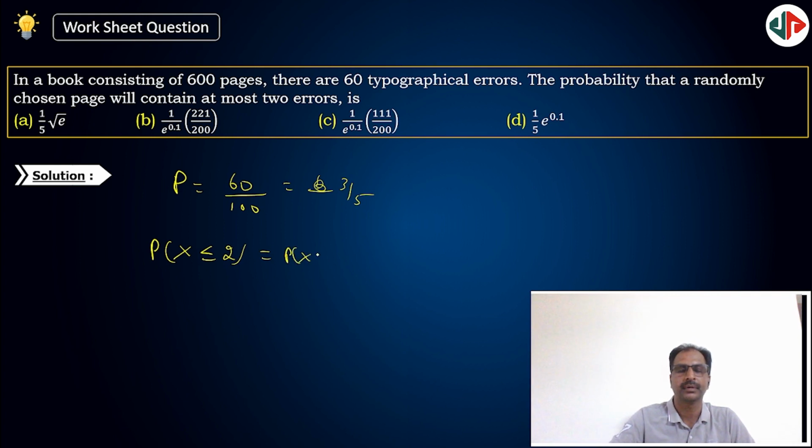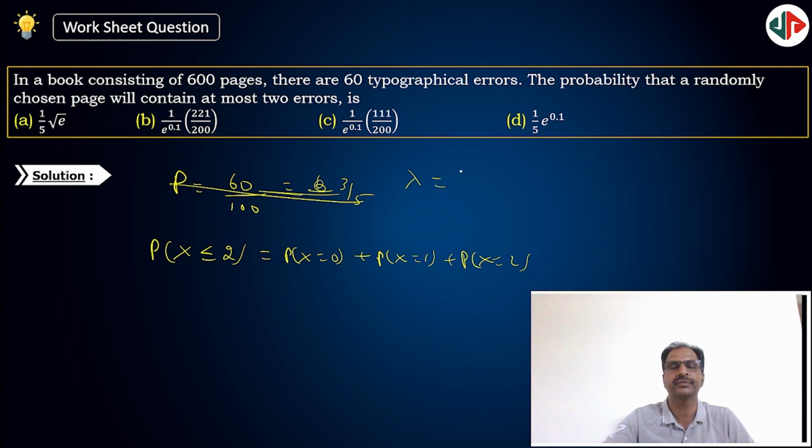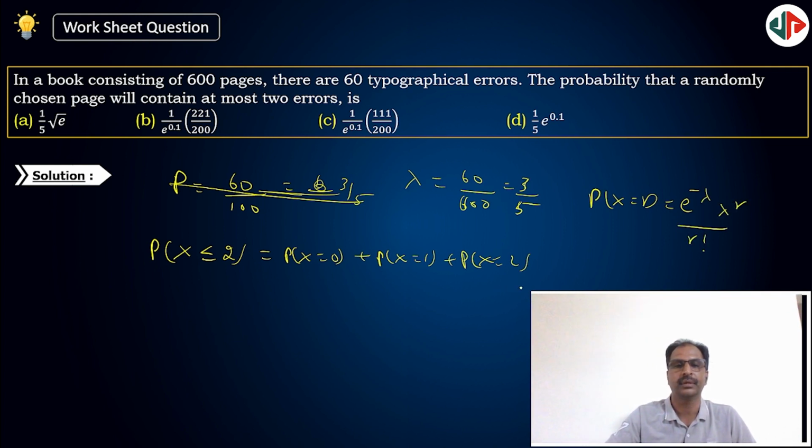That is, you have to find P of x is equal to 0 plus P of x is equal to 1 plus P of x is equal to 2. So this is on an average. On an average, how many errors will be there per page means 60 by 600, which is lambda, 1 by 10. Sorry, 3 by 5. Now, for Poisson distribution, what is P of x is equal to r? e power minus lambda into lambda power r by r factorial. 60 by 100 is 1 by 10.